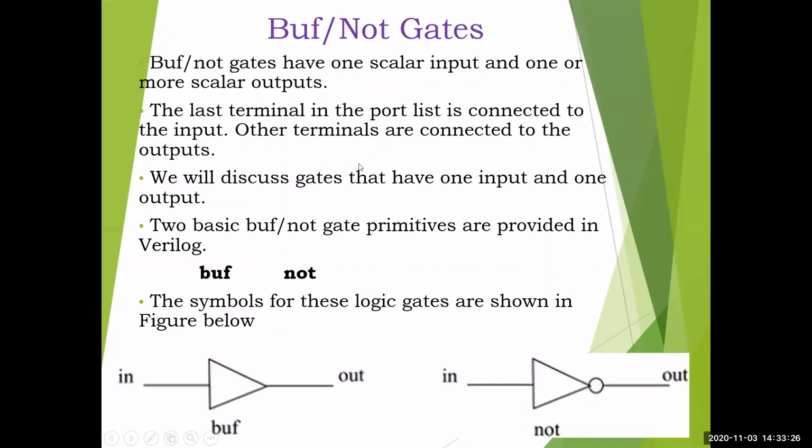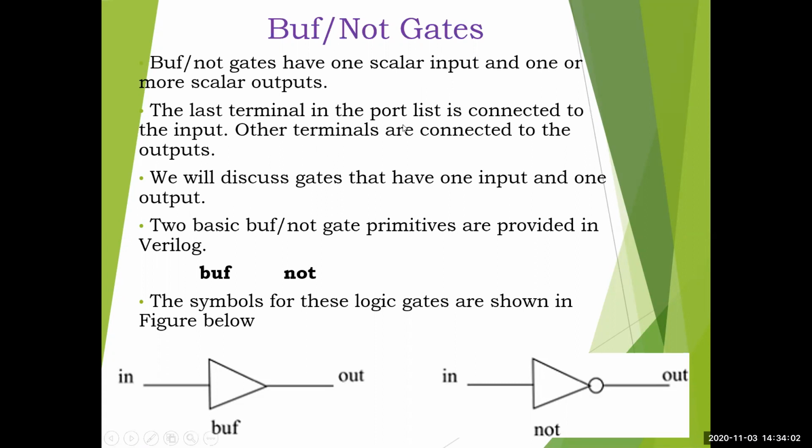Buff and NOT gates have one scalar input and one or more scalar outputs. As I told you, AND and OR gates have multiple inputs and only one output, whereas a buff or NOT gate can have one scalar input, not more than that, but it can have one output or more. This is something new compared to what you learned in digital system design, because you know only the buff and NOT gate. We'll be looking at variations where we'll have two outputs also, clear?